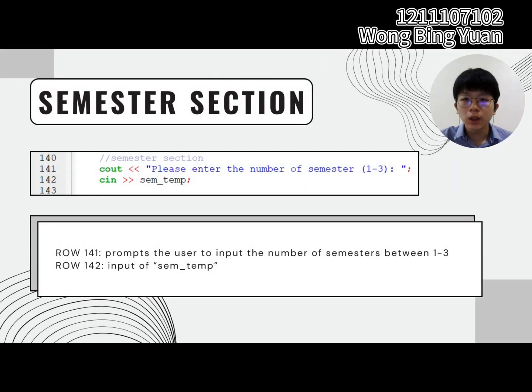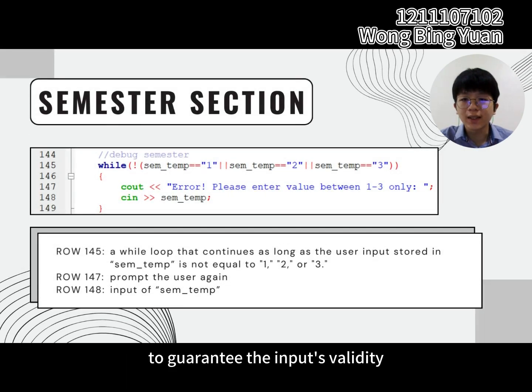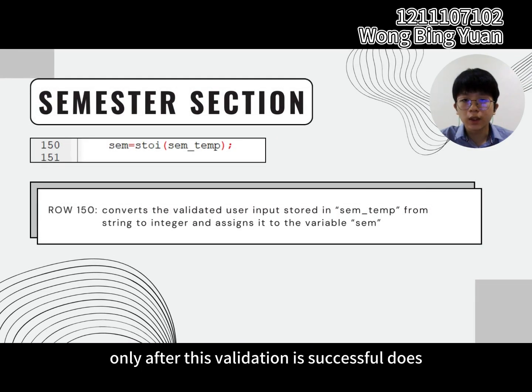The function begins by prompting the user to enter the number of semesters, which is limited between 1 to 3, and the user's input is stored in semtemp. To guarantee the input's validity, a validation while loop ensures the entered value falls within the acceptable range 1, 2, or 3; if a wrong input is given, it asks again. Only after this validation is successful, the program will convert semtemp to sem from a string to an integer by using stoi, which is shown on row 150.